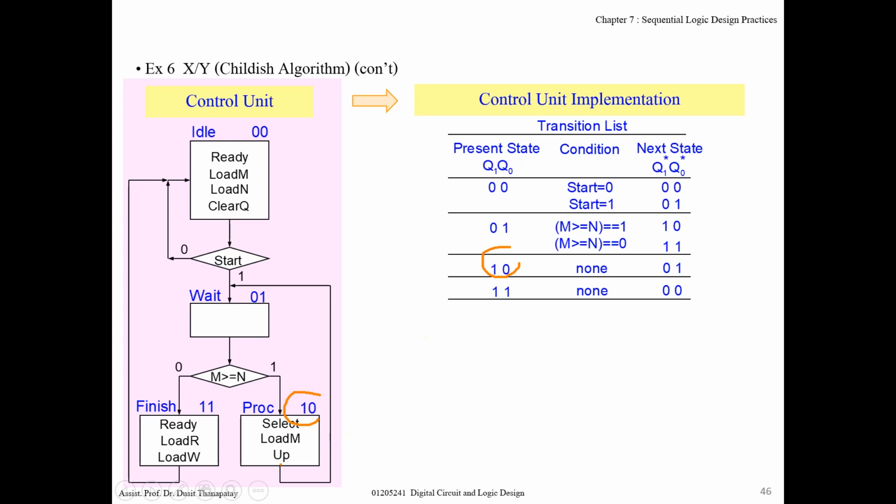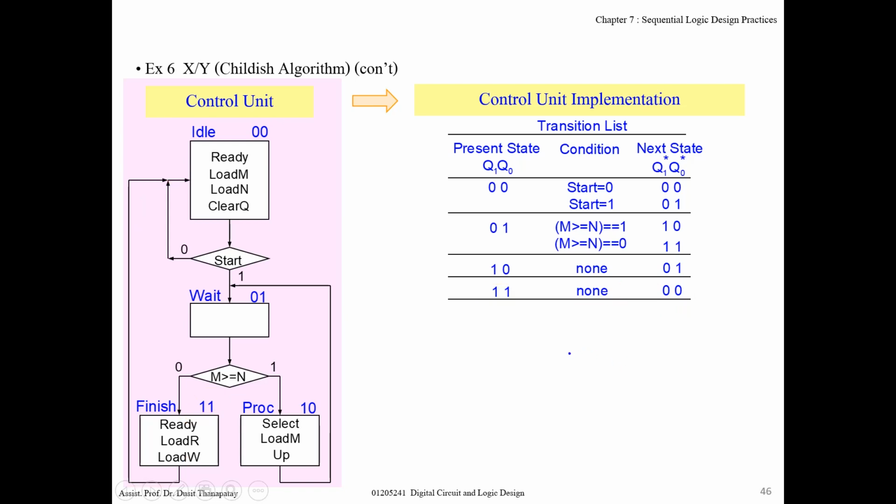When clock ticks, go to state wait, 01. Okay, no input condition. That means it's always 1. And 11, okay, it waits for the clock tick to go back to state idle. 11 to idle. Idle is 00. Okay, no input condition. That means it's always 1.